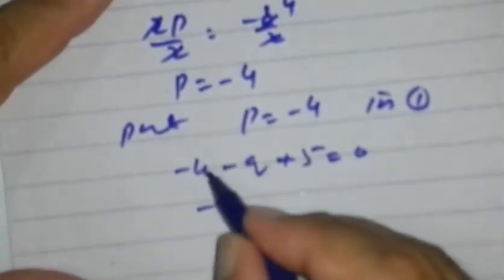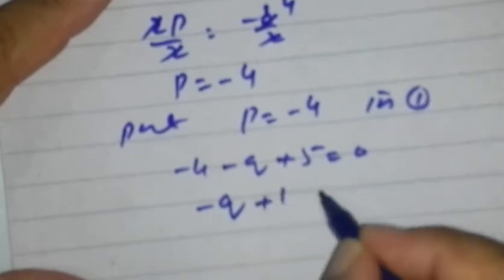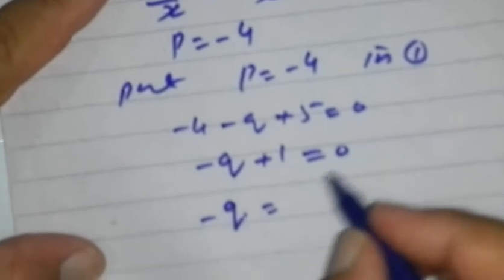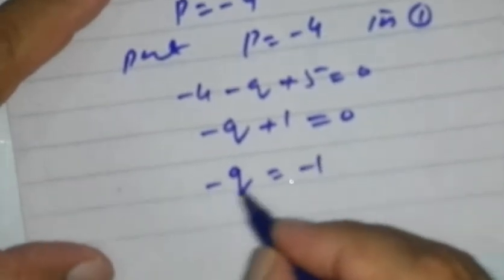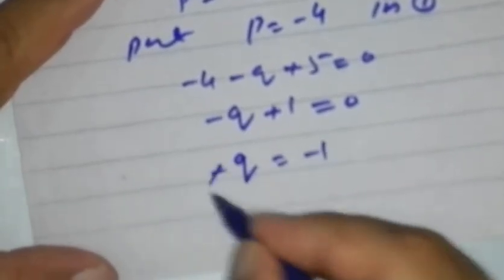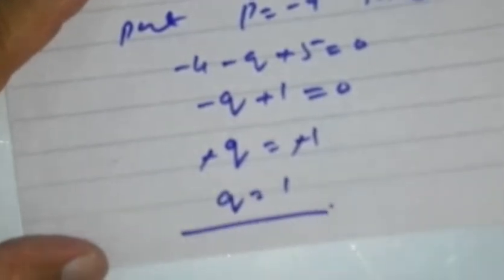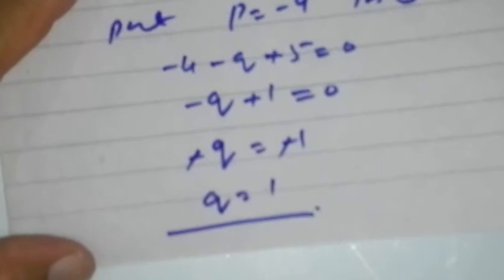Minus q, 5 minus 4 we get plus 1 equals to 0. Minus q, shift 1 to the right side, minus 1. Multiply both sides by minus 1, or simply these two cancel with each other. Now we get the q value, which is 1. The answer. Try question 4 by yourself.